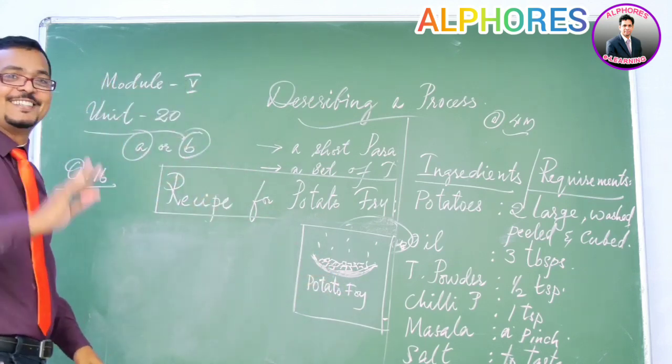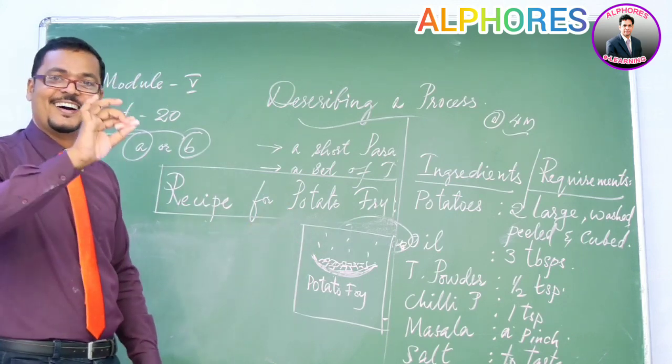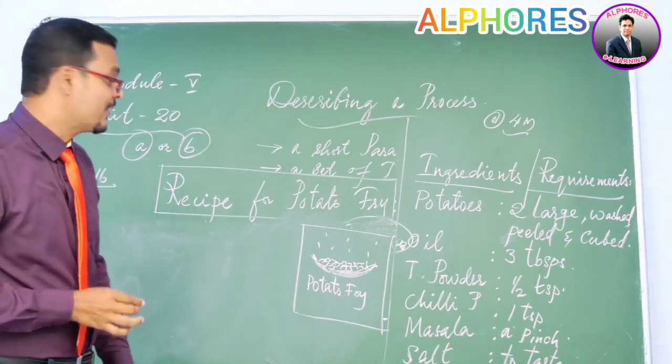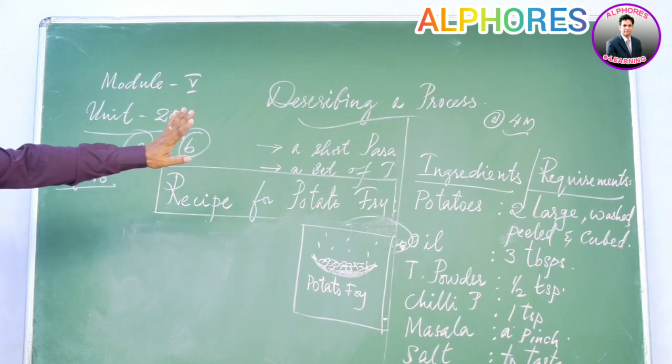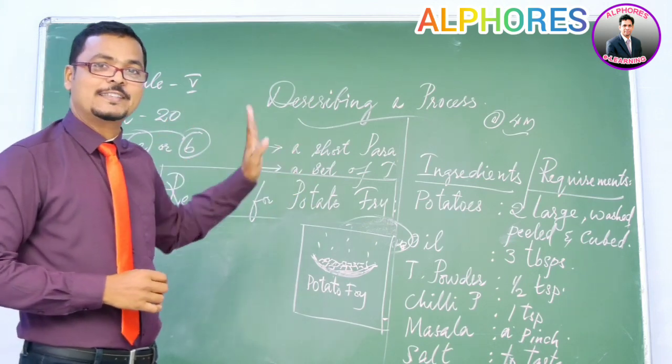I am not good at drawing. You may be drawing it wonderfully. A wonderful dish can be drawn there, better using a pencil. Children, okay? So this is all to tell about describing a process.